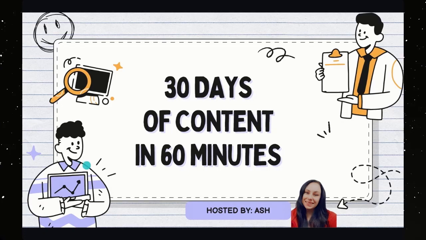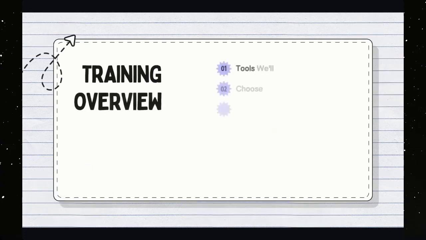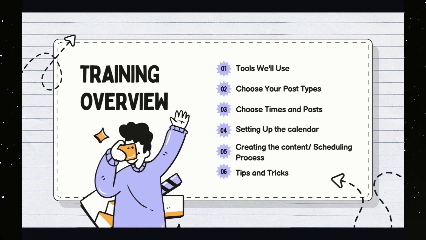Like I said, 30 days of content in 60 minutes. What are we going to talk about? We're going to cover the tools that we will use, talk about different types of post types, and we're actually going to choose them. So get a pen and paper, okay? We're going to choose times and post. We're going to set up the calendar. I'm going to show you all different things tonight. We're also going to talk about creating the actual content so you can do the scheduling process, and just some tips and tricks.